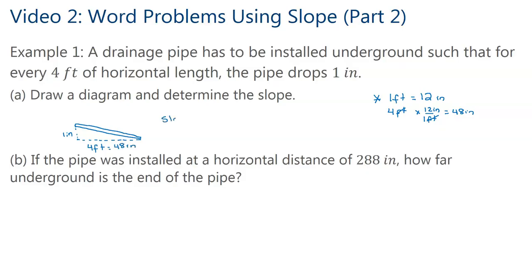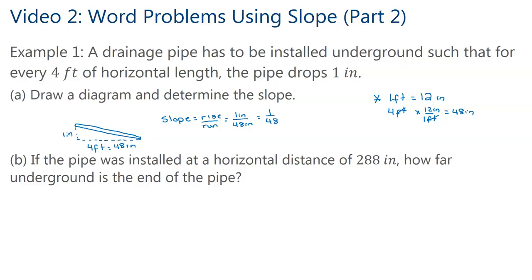So now I'm ready to find the slope. The rise is 1 inch and the run is 48 inches. And we can just simply write that as 1 over 48.